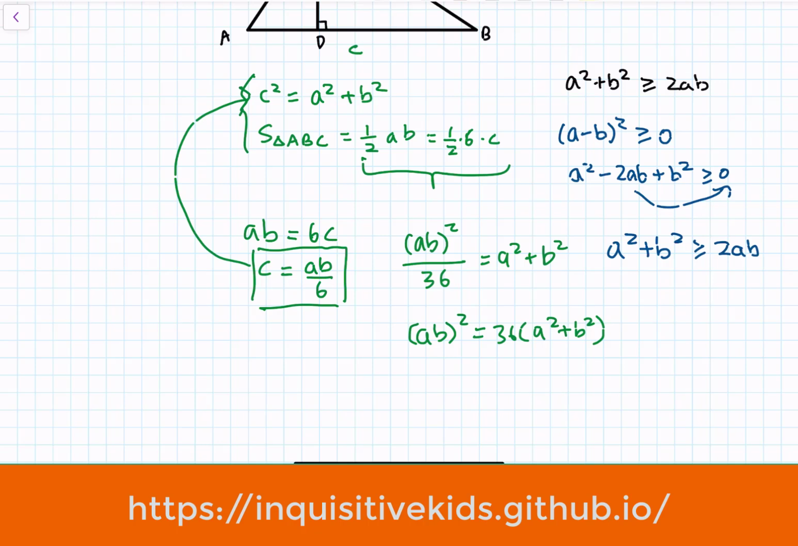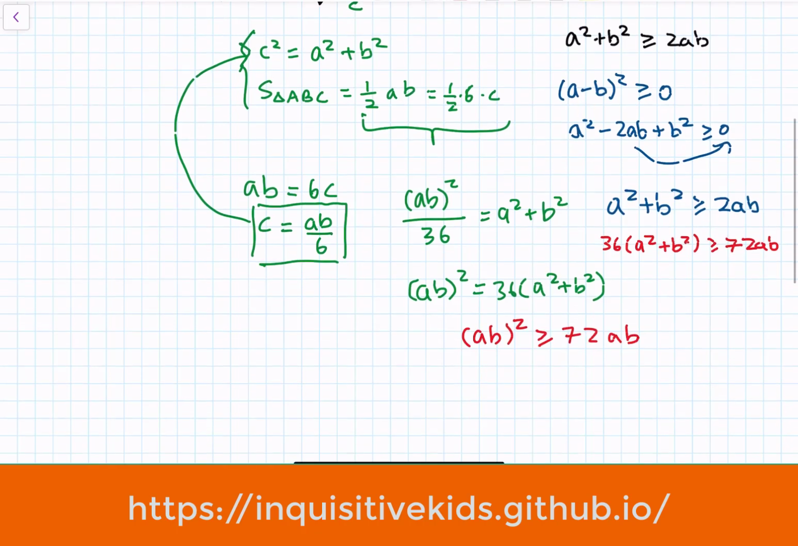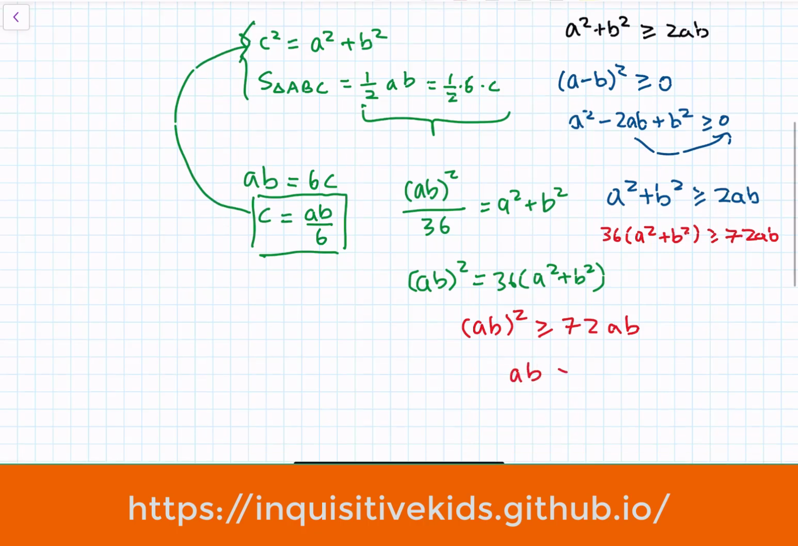So if A squared plus B squared is always greater or equal to 2 times AB, then 36 times A squared plus B squared is greater or equal to 36 times 2 times AB, which is 72AB. This means that AB squared is greater or equal to 72AB. So when we divide AB on both sides of the equation, we get AB is greater or equal to 72.